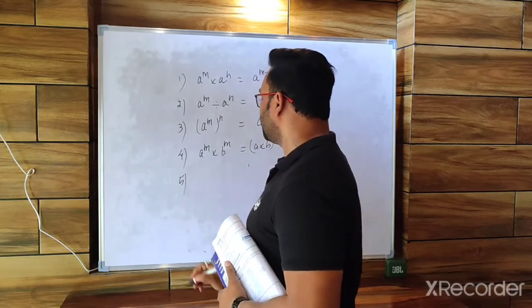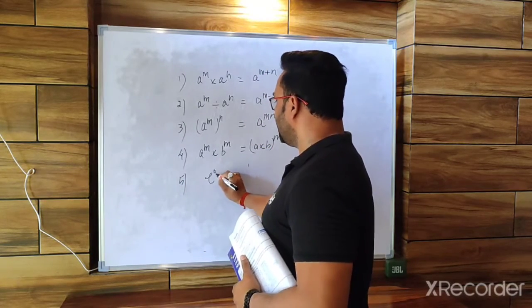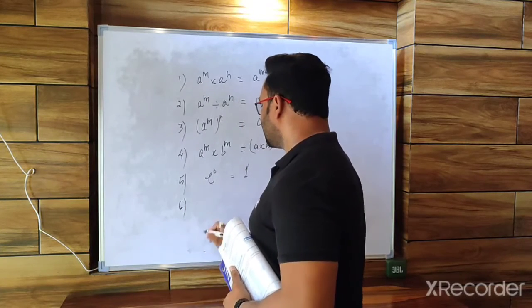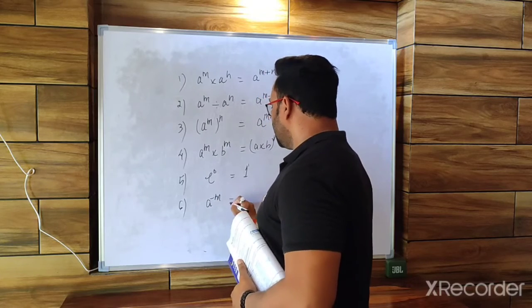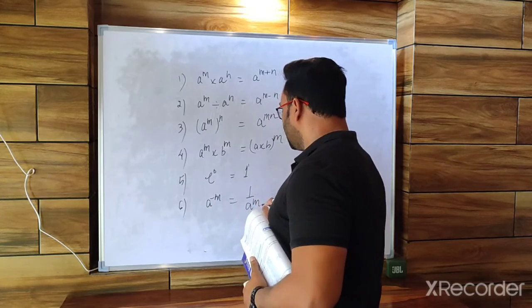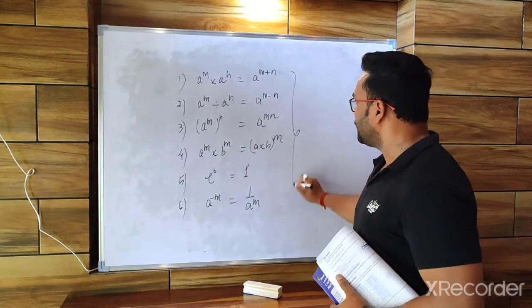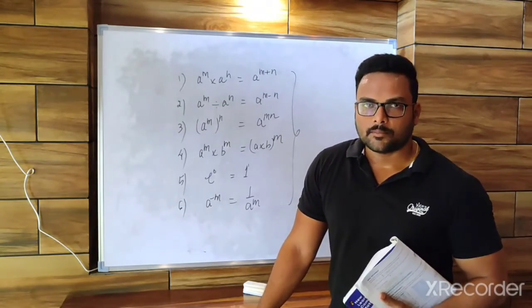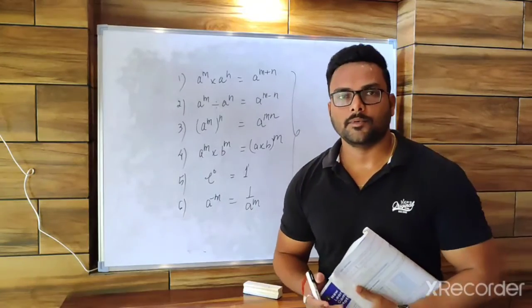Fifth one, property of 0: we have e to the power 0. Any number's power 0 is always equal to 1. Sixth one we have discussed: a to the power minus m is equal to 1 by a to the power m. So these are all properties you're supposed to remember and keep in mind, and try to solve the example questions given in your book. Thank you.